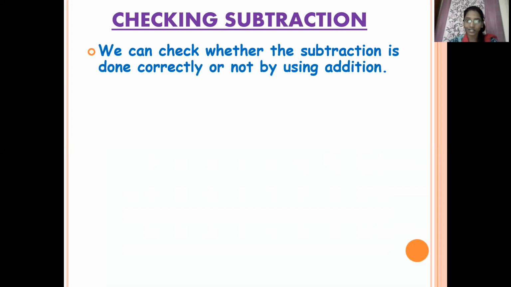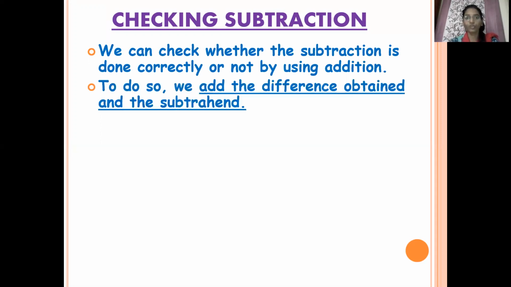Isn't it interesting, children? You're dealing with subtraction, but you can check this subtraction with addition operation. So here, all the operations are interlinked. Yes? So if you know how to add the numbers, you can easily do subtraction also. So we add the difference. We can check subtraction by adding the difference obtained and the subtrahend.